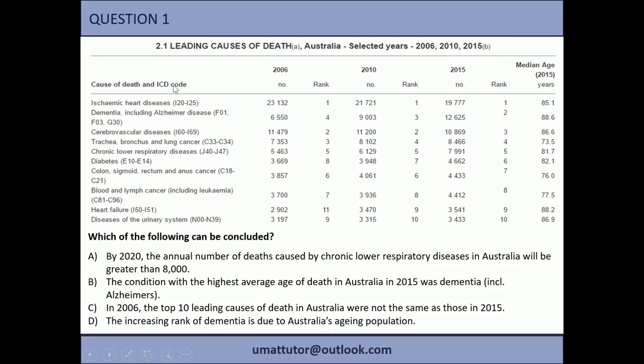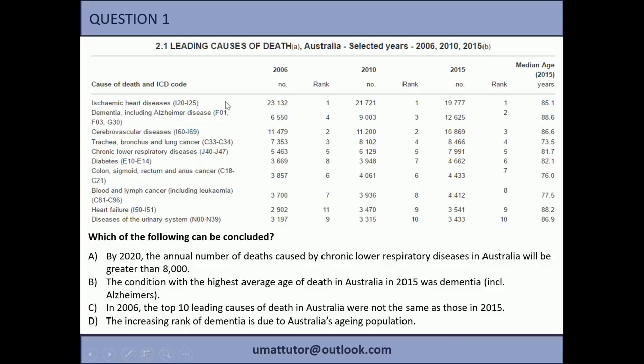If we go down now to the subheadings, we've got the causes of death down here. We've got 10 of them. And then we've got the 3 years mentioned above, 06, 10 and 15. And for each of those 3 years there are 2 columns. One shows the number, which presumably based on the title is the number of deaths in Australia in that year caused by each of these conditions.